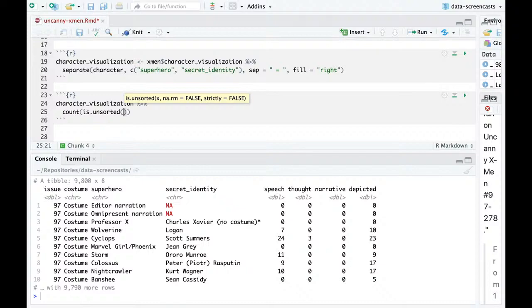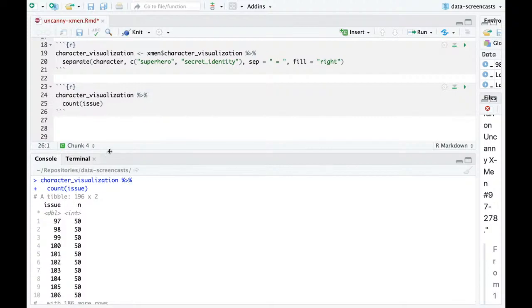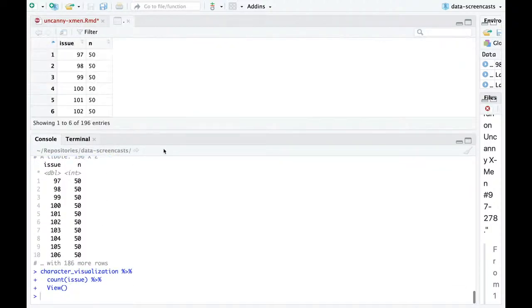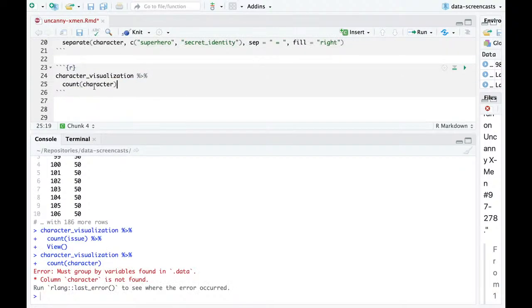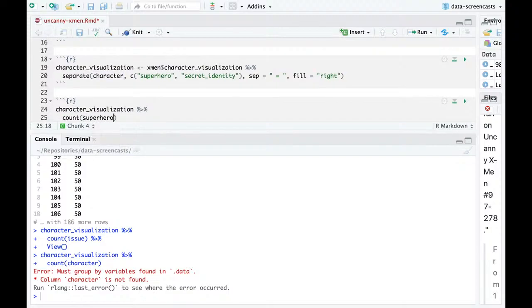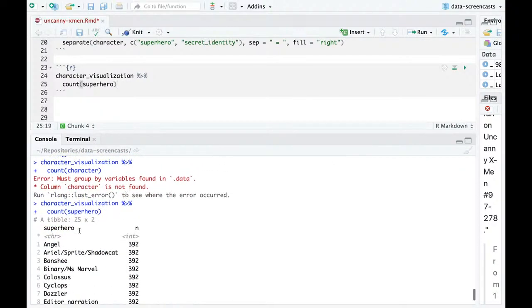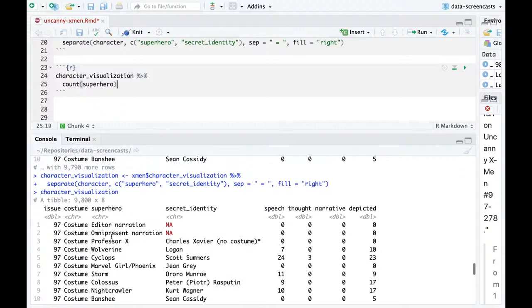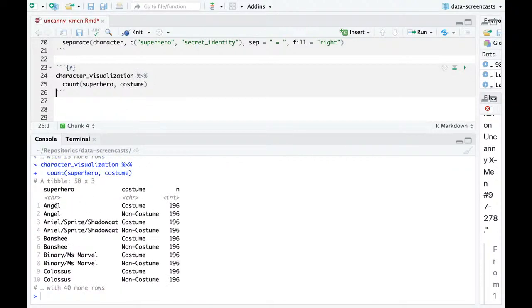Now, I'm first curious, how many issues are there? Okay, there's 196 issues, exactly 50 rows for each. I guess there's exactly 50 characters that we're looking at, and it looks like we include every character for every issue, whether or not they're included or not. It should be count superhero. All right, yes, I said 390, there's 25. Why do they appear twice? Oh, costume and not in costume. So there's going to be one for everyone: do they appear in costume, do they appear not in costume, in every single table?